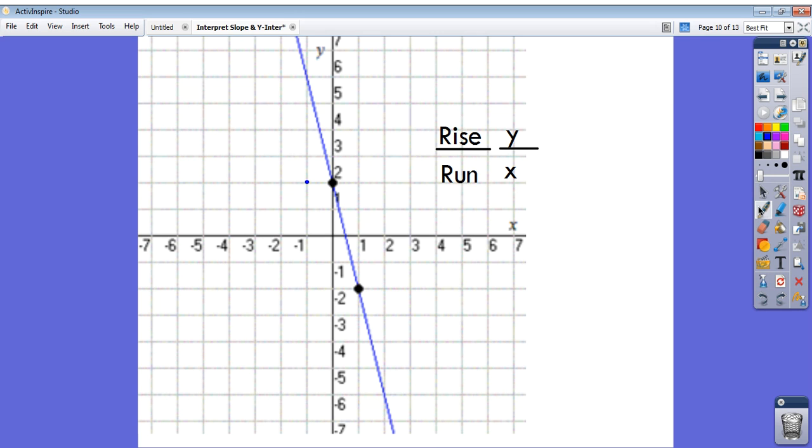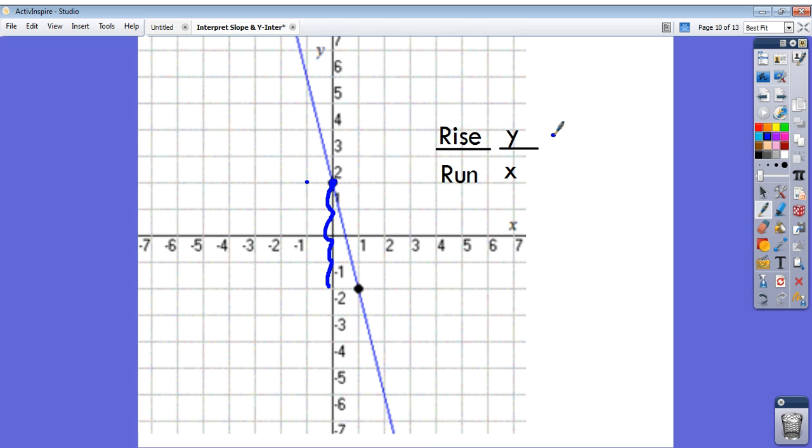Okay, so I gave you two good points on this graph, and now my job is to find the rise and the run. Because we read graphs from left to right, start at the point on the left. This is my point on the left, and I'm going to see how many steps up or down I go to get from this point to this point. Well, I'm going to count down. 1, 2, 3, 4. I went down 4.